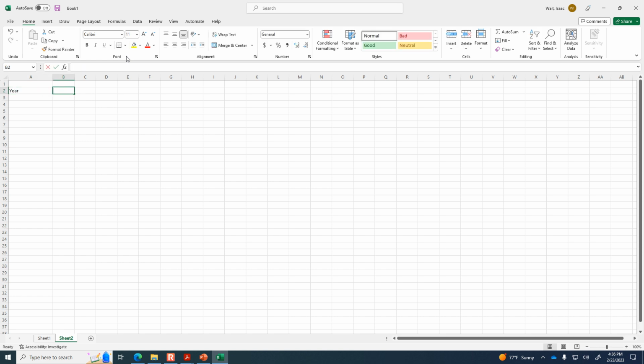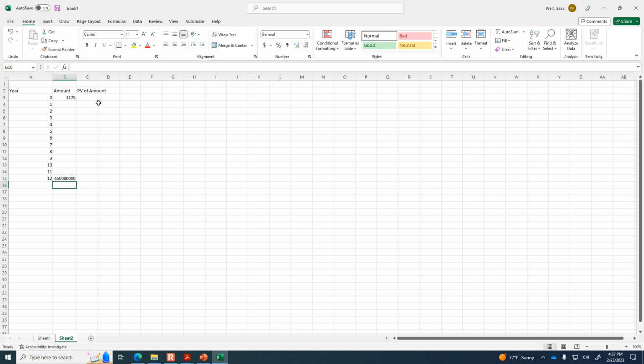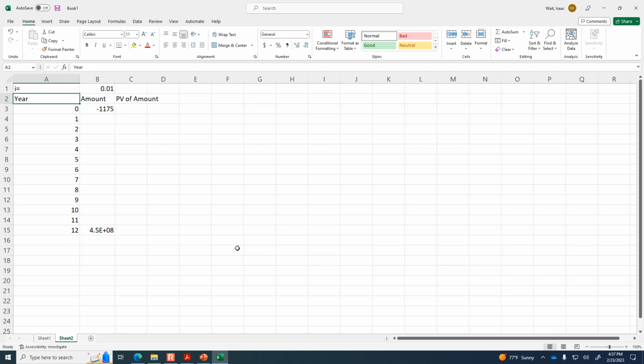A year, amount, and then PV of amount. Okay, so 2005, 6, 7. Actually, I'm going to call year 0 2005. Okay, so same as what we just did through year 12. Okay, so then the amount here was negative 1175. And the amount here is 450 million. Okay, and we're going to have to use our iteration to find the internal rate of return because we don't know what that rate of return is.